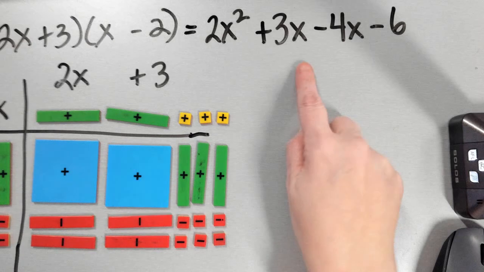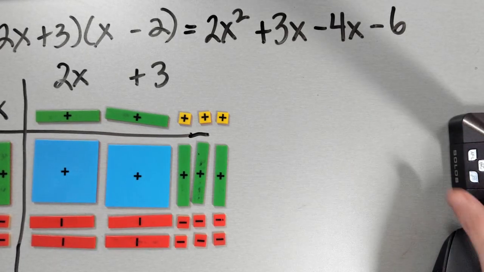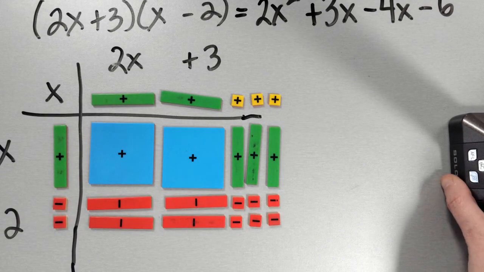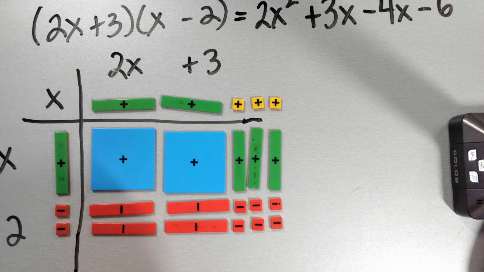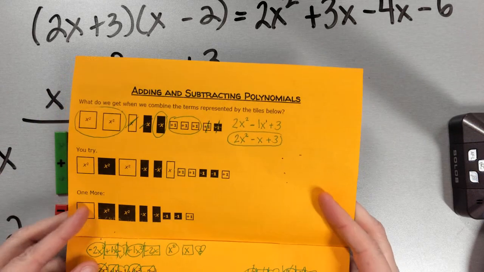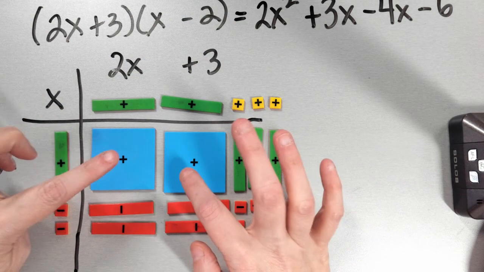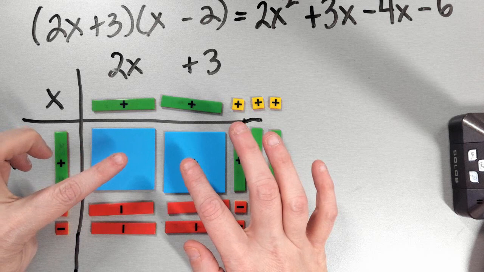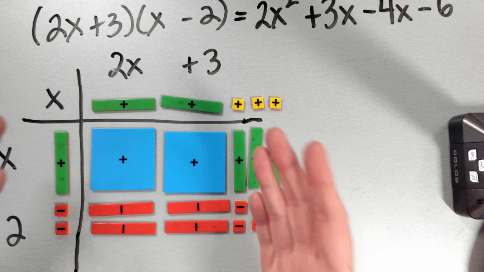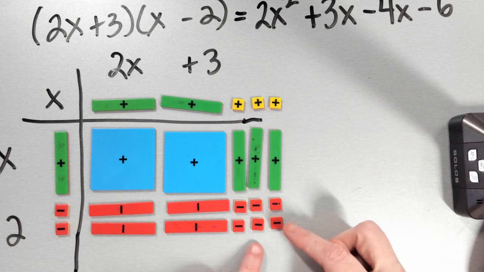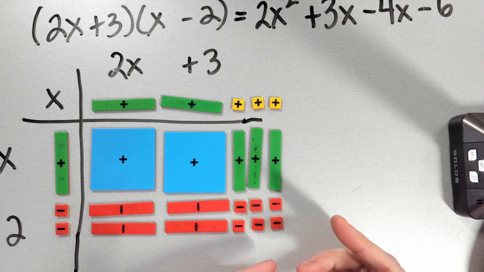But we got some like term action here. And remember when we did this stuff right here, how we canceled out zero pairs? Well, we're going to do the same thing here. So I'm going to look for zero pairs. I don't see anything where my x's can cancel out, right? Because these are both x's, they're both positive, nothing can happen there. My 1s are all negative, so I can't cancel any of them out.